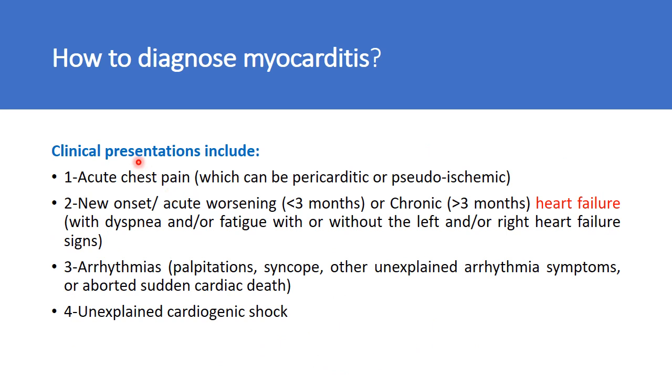So, what are the clinical presentations and what are the diagnostic criteria? The clinical presentation includes: number 1, acute chest pain, which can be pericarditic or pseudo-ischemic. Number 2, new onset or acute or even chronic heart failure. Number 3, arrhythmias in the form of palpitation, syncope, or aborted sudden cardiac death. And finally, unexplained cardiogenic shock.